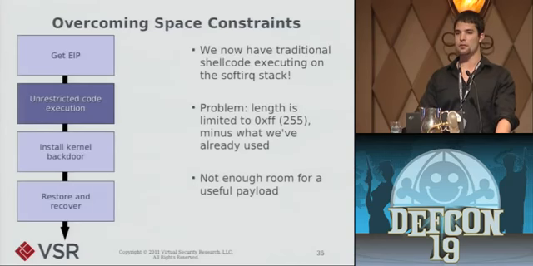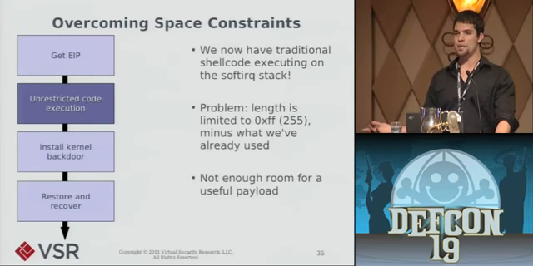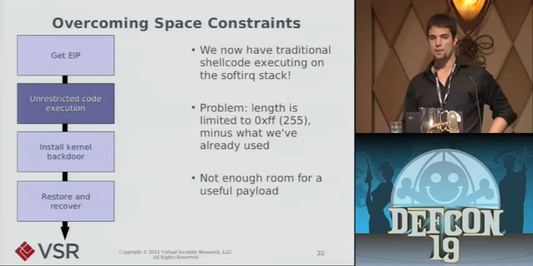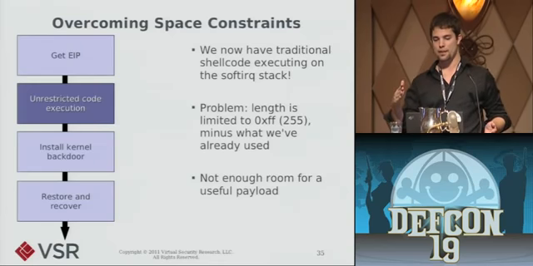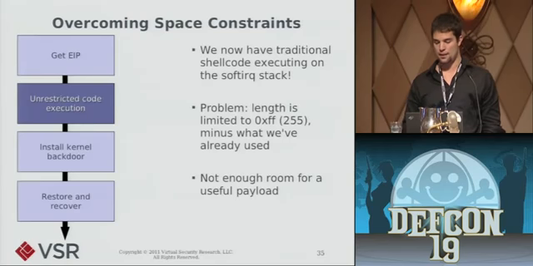So at this point we are running shellcode on the soft-IRQ stack in kernel mode. Great. But we've got a problem. The amount of data that we could have copied into our overflowed region is limited to 255 bytes, just by nature of the particular bug that we're exploiting. And we've already used a whole bunch of that to get up to the save return instruction. We've used more for our ROP payload. So we're running very low on space, and kernel payloads can be quite big, so we really need to overcome that space constraint.